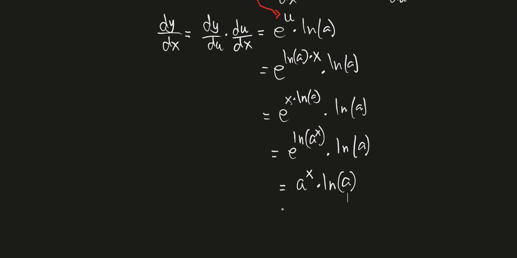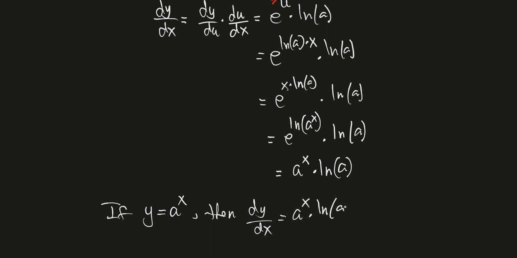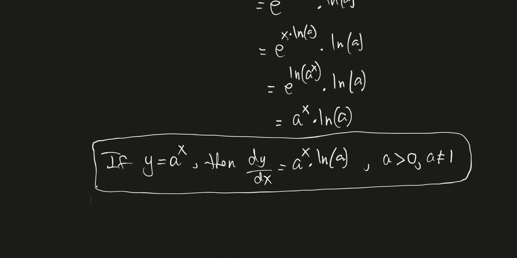So here's our summary of this result. If y is equal to a to the x, then dy dx is a to the x times the natural log of a. And again, this is valid as long as a is a positive number that's not equal to 1. So now we have the ability to find the derivative of any exponential function.